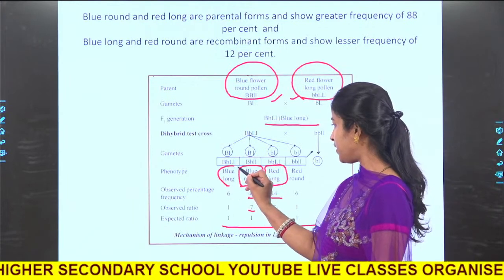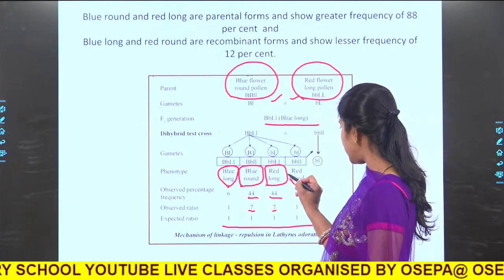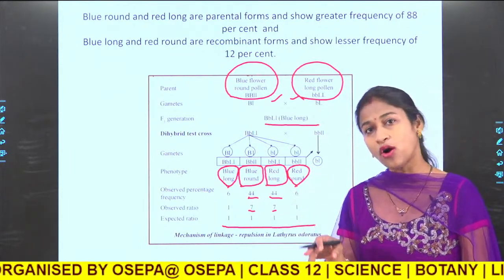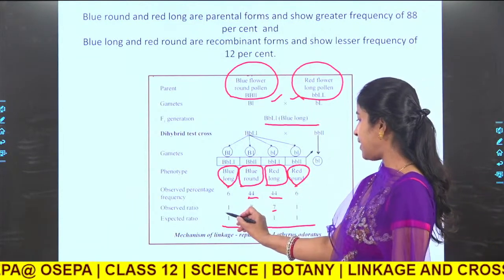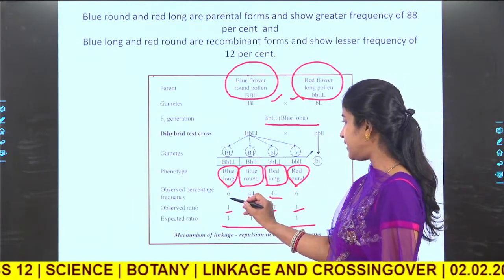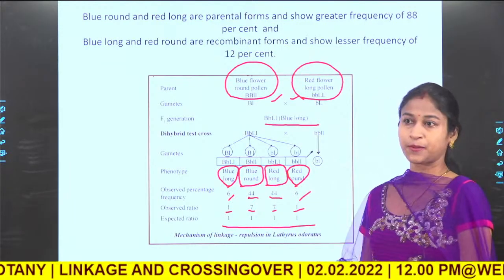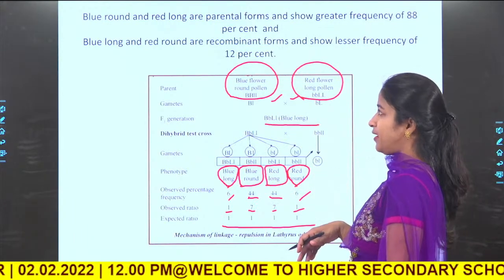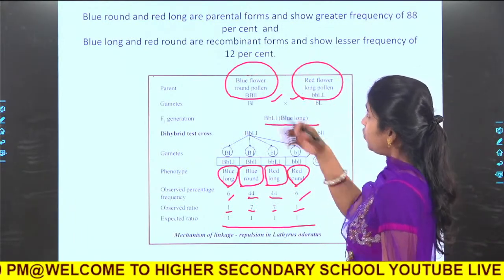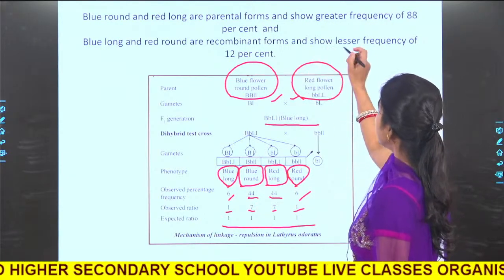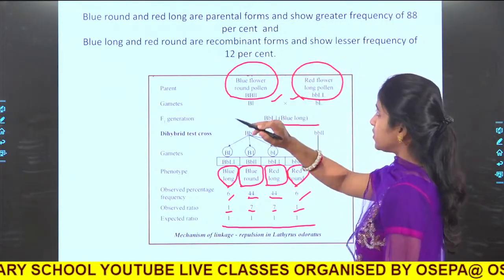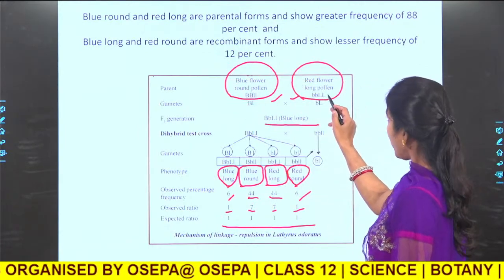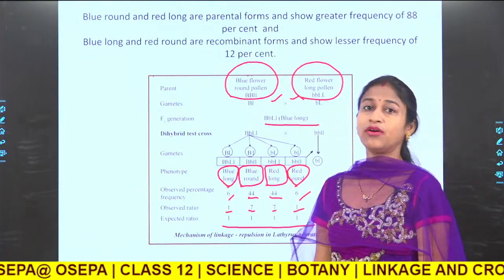Whereas the blue long and red round will now be the recombinant types. They will come as 1, 1, or a percentage frequency of 6 and 6. So here they explained in a different manner that the blue round and red long are parental forms with a greater frequency of 88%, and blue long and red round are recombinant forms with a lesser frequency of 12%.